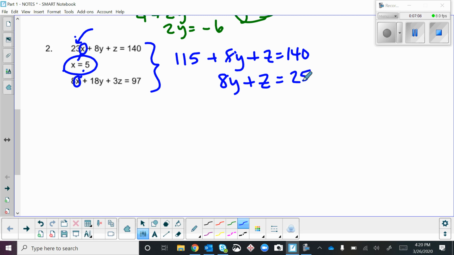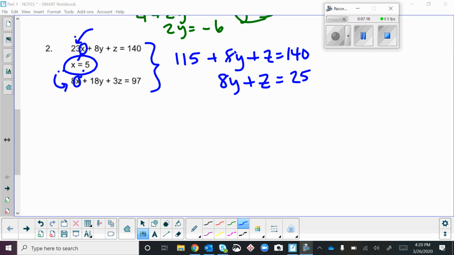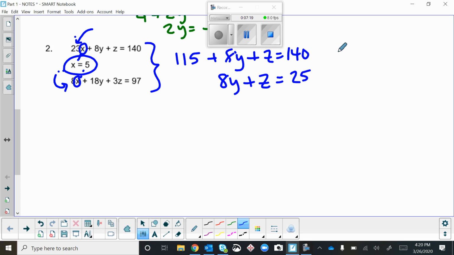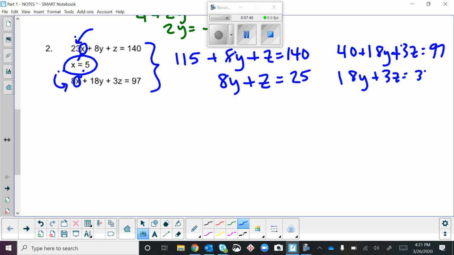Then when I plug that 5 into that third equation, that's 8 times 5 there on the bottom, which is 40, plus 18y plus 3z equals 97. Subtract that 40 from both sides and that gives you 18y plus 3z equals 57.